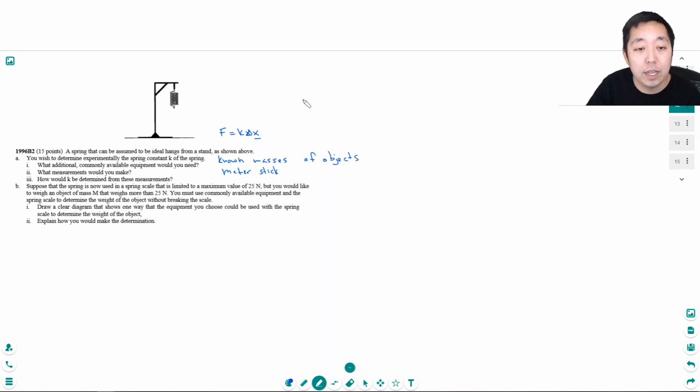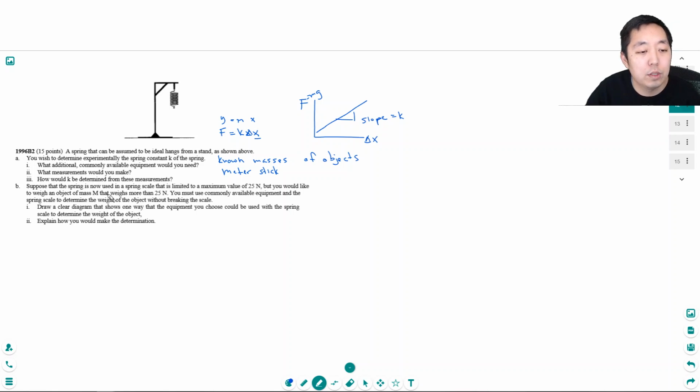And I would plot F on the y-axis and delta x on the x-axis, and I should see a pretty linear relationship between delta x and the force applied, where F is equal to mg, the weight of the objects I'm hanging off it. The slope would equal k, because this is like y equals mx, so the slope would just be k.